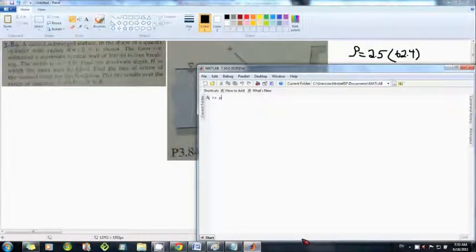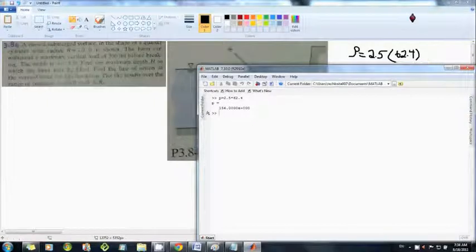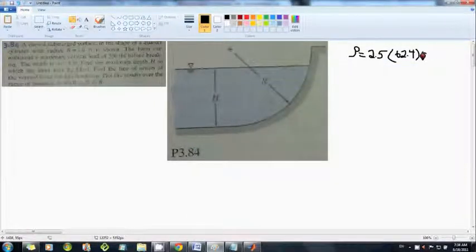I'm going to call this little p as rho. And that's going to equal 2.5 times 62.4. So that gives me 156 pounds per feet cubed.